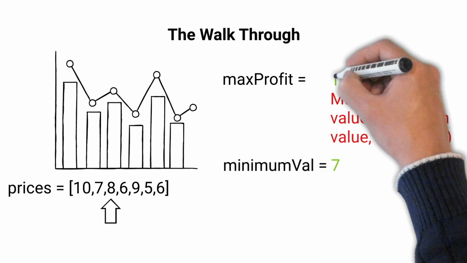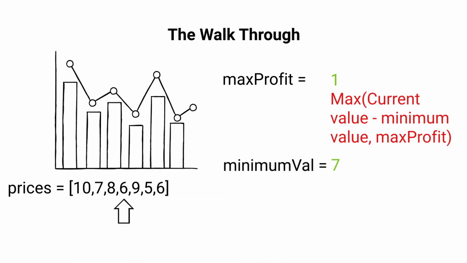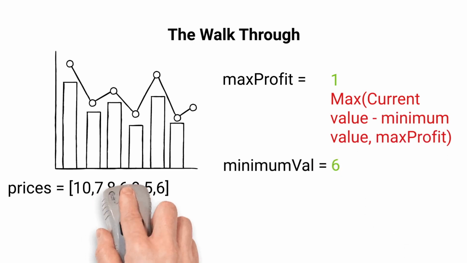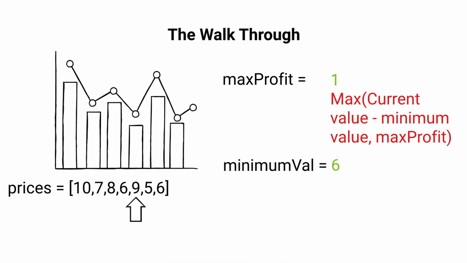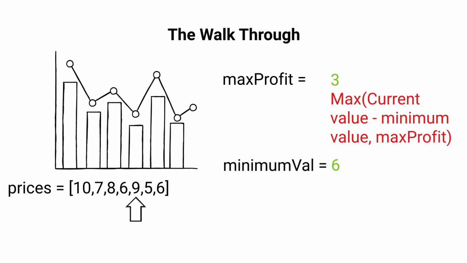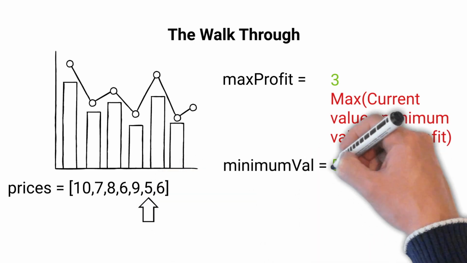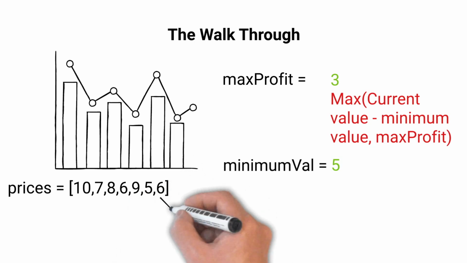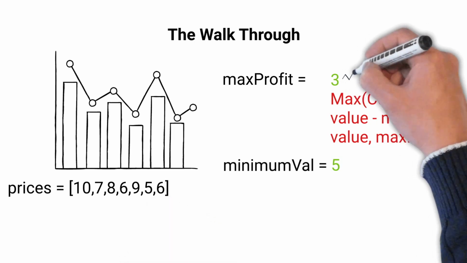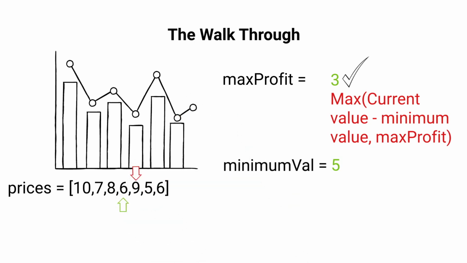So we update the maximum profit to 1, we go to the next price, which is 6, we update the minimum value to 6, and then we go to the next price, which is 9. We update the maximum profit and set it equal to 3, we go to the next item in the array, we then update the minimum value to 5, and we go to the final item in the array, which is a price of 6. Okay, so we've come to the end of the array, and now we return 3, which is the max profit. And that's obtained by buying at 6 and selling at 9.